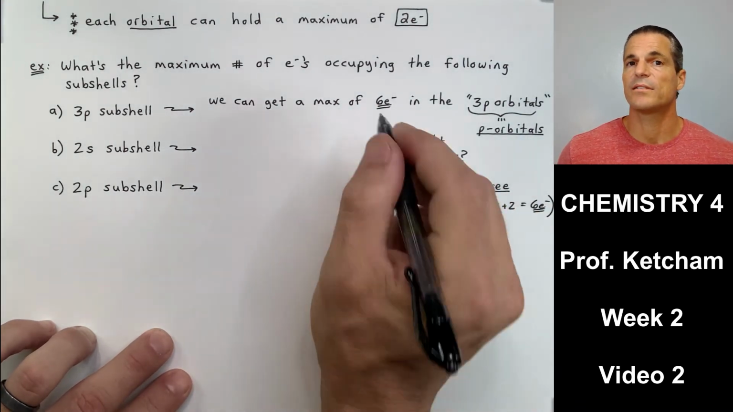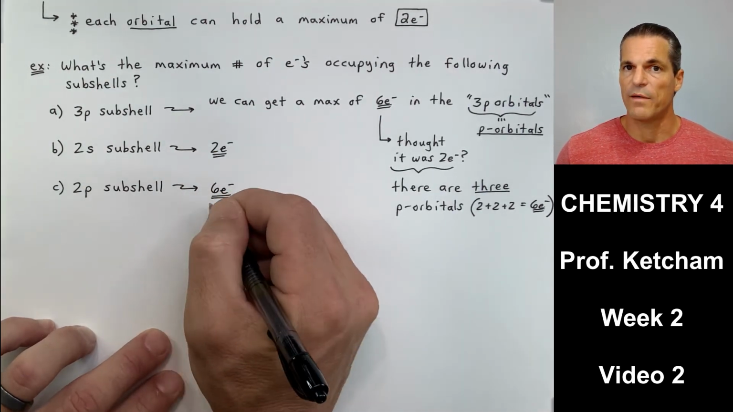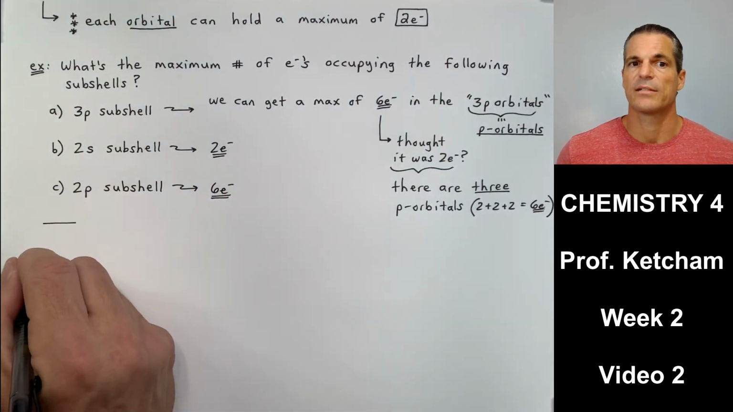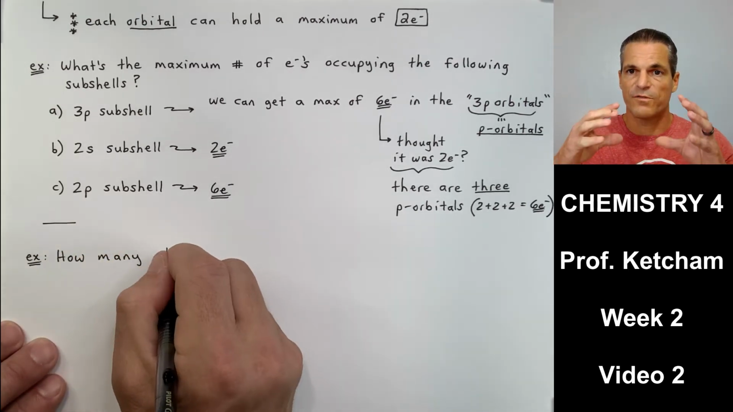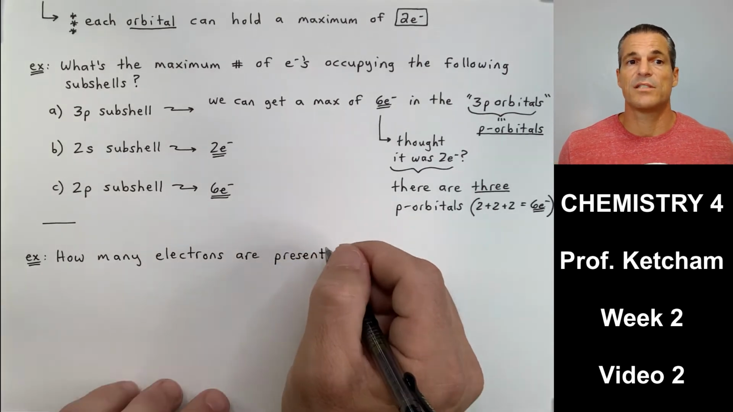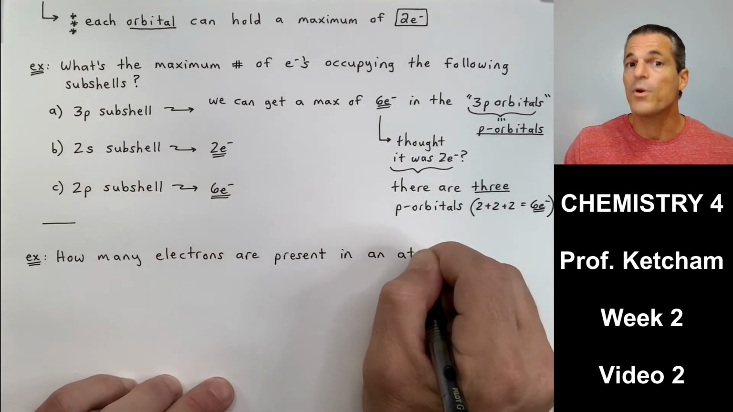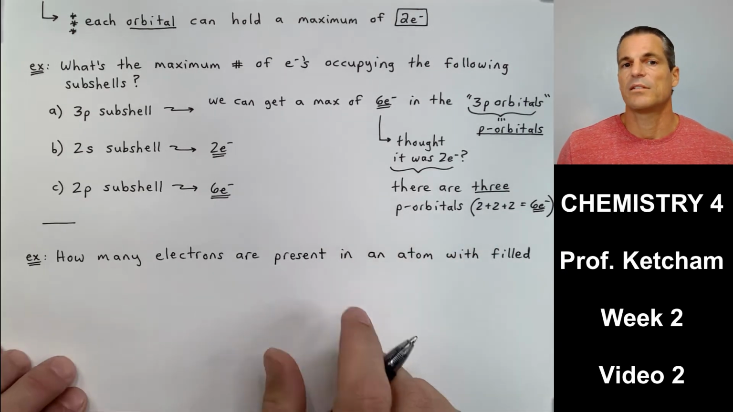Now the 2s subshell. If you remember, there's only 1 S orbital, so 2 electrons max. The 2p subshell is no different than the 3p subshell. It's just further away from the nucleus. So for the 2p subshell, the answer is the same as 3p. You've got 3 p orbitals, 6 electrons total.